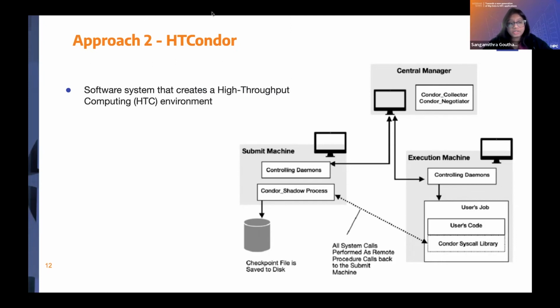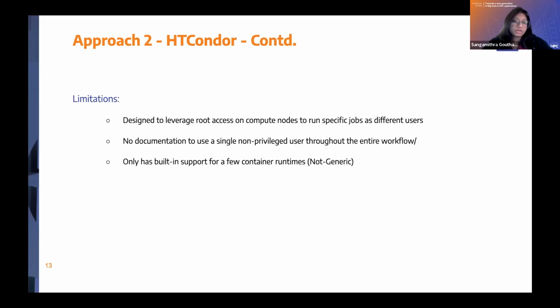Let's now look at why we could not go ahead with HT Condor for us. The limitations that we came across were, first of all, it was designed to leverage root access on compute nodes to run specific jobs as different users. Secondly, there was no documentation to use a single non-privileged user throughout the entire workflow. And finally, it only has built-in support for a few container runtimes. Because of all these reasons, we could not use this as well.